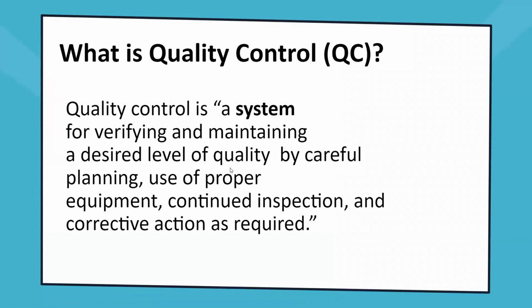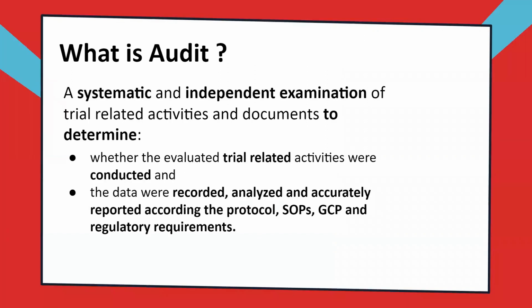So quality control is a system for verifying and maintaining the level of quality. The industry standard requirements, as I think of them, are careful planning, use of proper equipment, continued inspection, and corrective action as required. And then I mentioned inspection readiness. This is what we talk about when we talk about an audit.